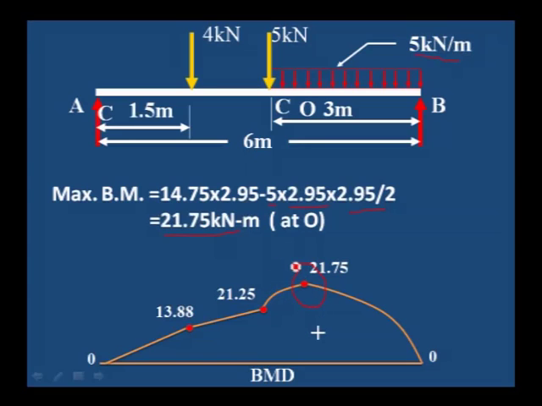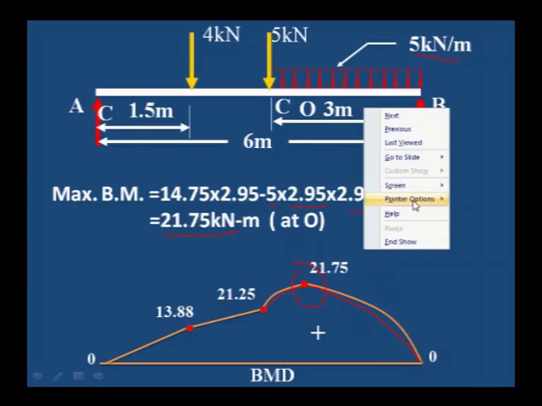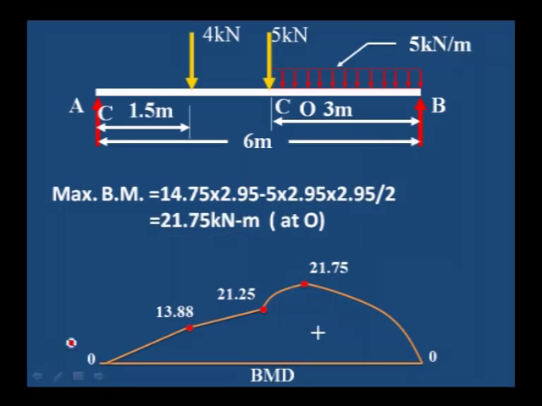This is the maximum bending moment value, where we can see the rise of the curve. We have to raise the curve at the point and then join the B point. This is the bending moment diagram for the given loading system.